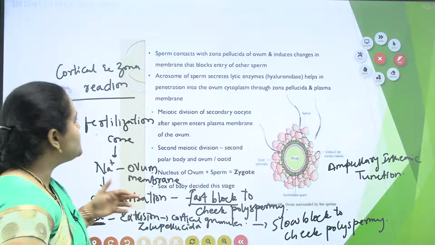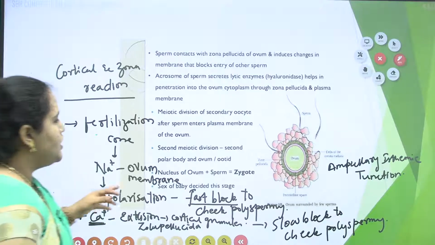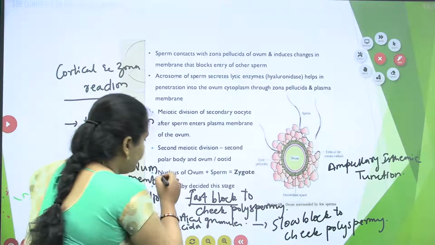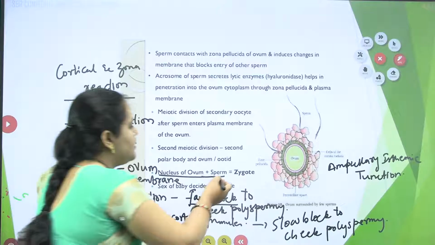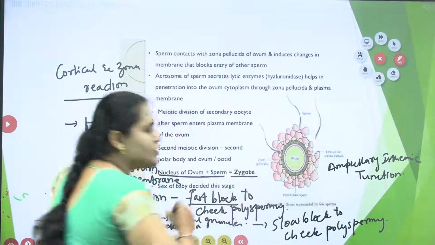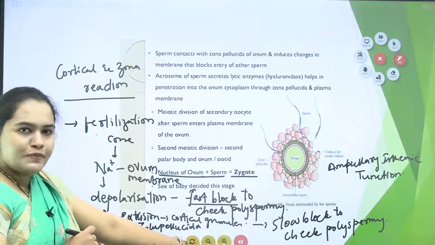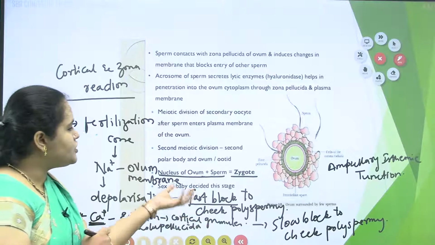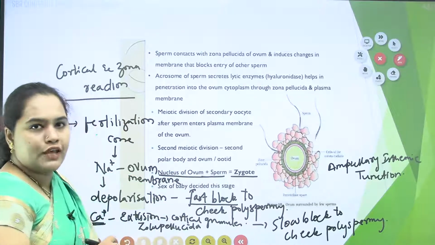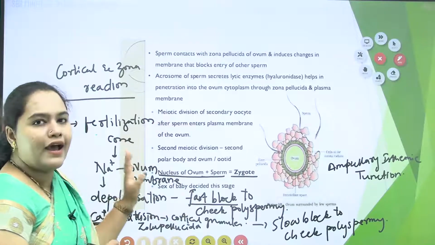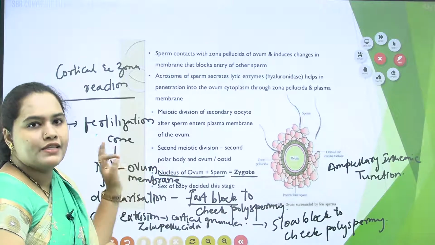That one sperm will then meet the nucleus of the ova, and that results in the formation of the zygote. Other sperms can't enter. The one sperm that has already entered will get mixed up with the ovum, meet the ovum and lead to the formation of the zygote. And the formation of the zygote is called fertilization. This is what is actually called fertilization.